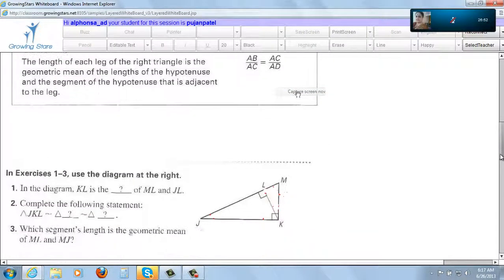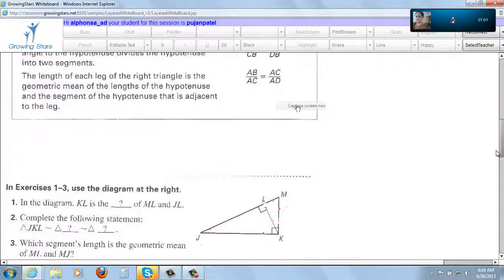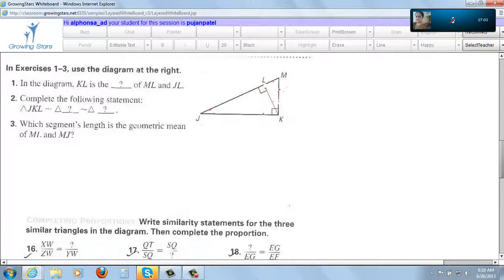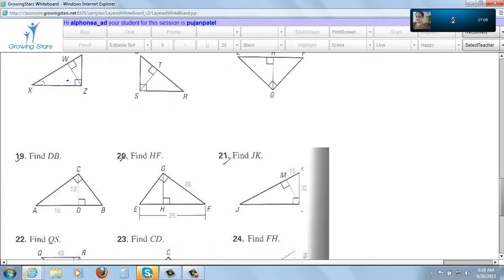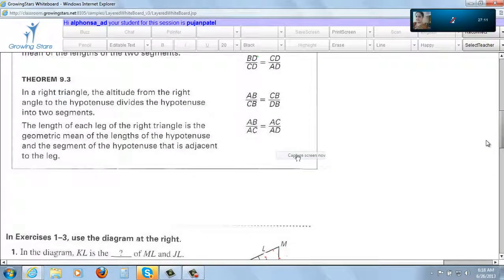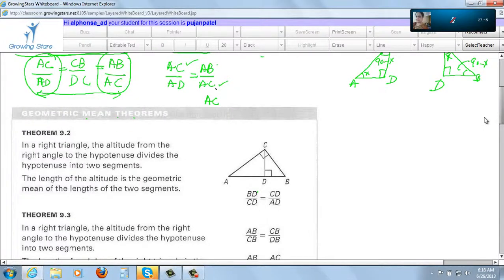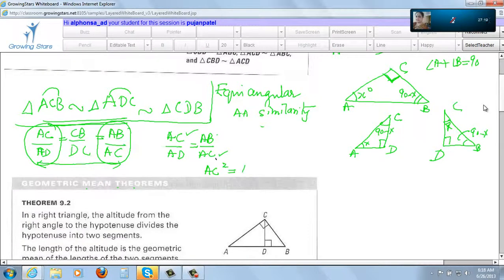Now what has happened is you'll find that if I choose this ratio and this ratio, I get a square when I cross product, isn't it? Because I get an AC there and an AC here. So when I take the cross product, I get AC squared equals AD times AB. Do you follow that?